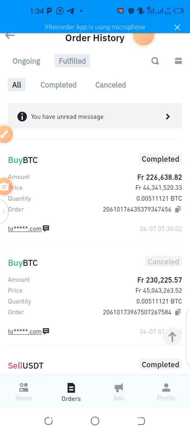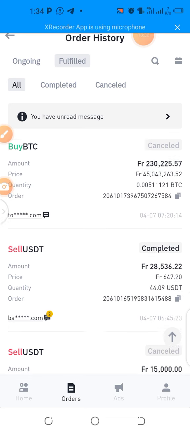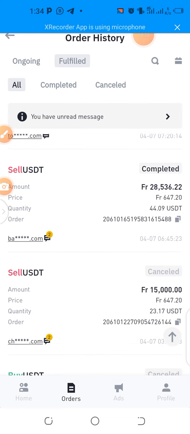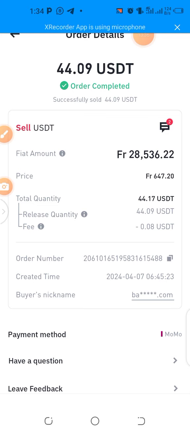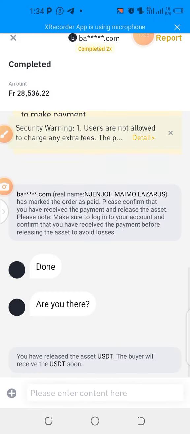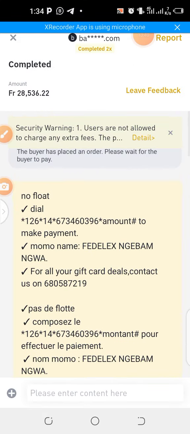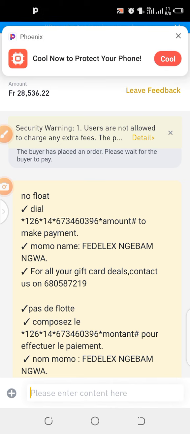So before you confirm, please, you should have the person's number clearly spelled out on Binance, or the person's number should be on chat. Take for example, this is my advert. I think I sold 28. So for $28, this is it. These are my terms. No float. You use this to make payment, so you can make payment on your own. Then the Momo name is clear.